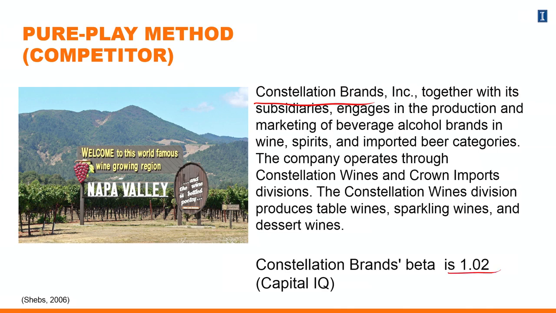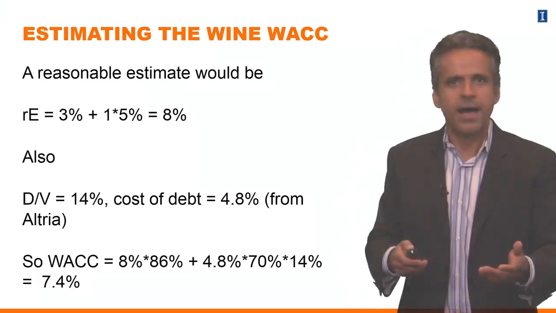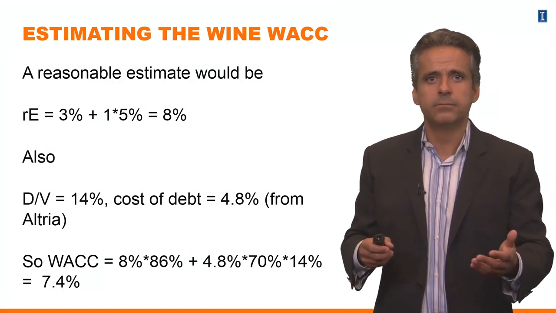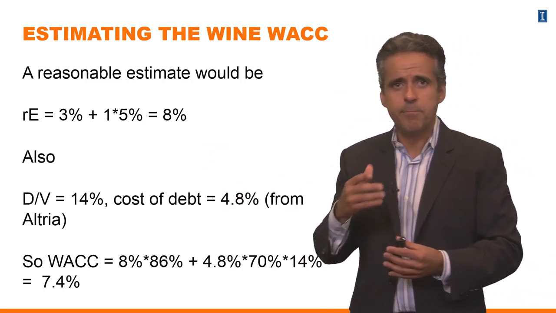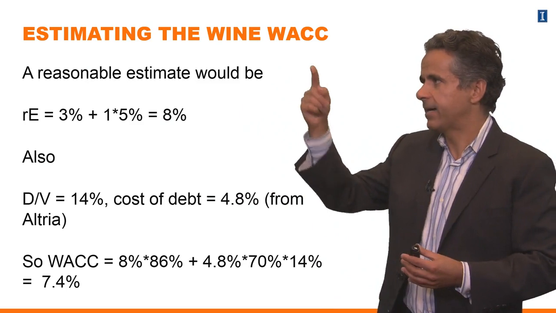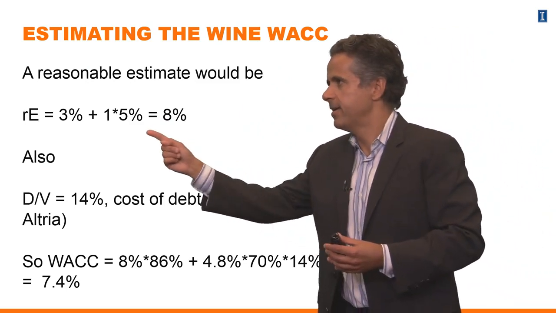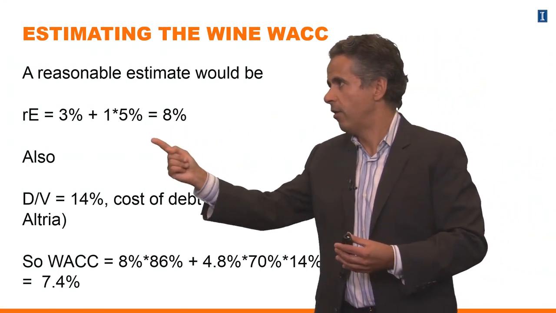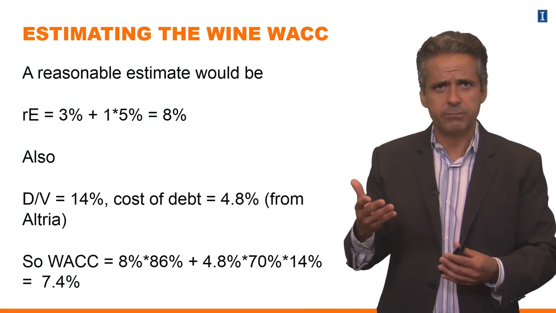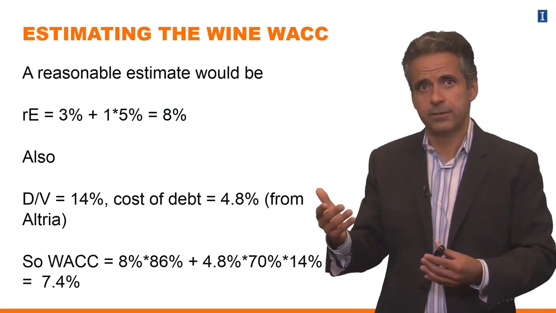And we can get data for Constellation Brands. We can go to Capital IQ or Yahoo Finance, for example, and you will find that the beta is around 1. The beta is 1.02 in this case, okay? So think about this, right? We had the option of using the tobacco beta, but it actually turns out that a wine beta, wine WACC, would actually turn out to be higher, right? Because remember, the higher the beta, the higher the WACC, right? So if we use a beta of 1 here, we're going to end up with a required return on equity of 8%, right?